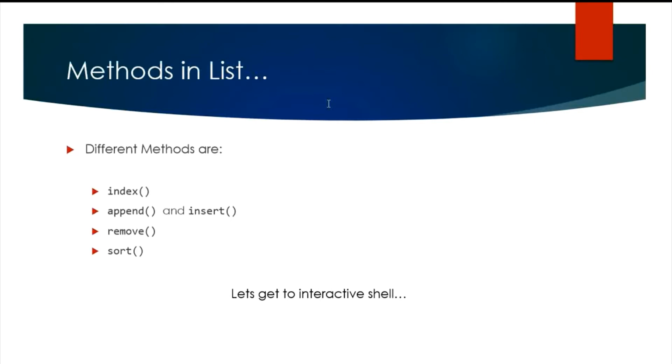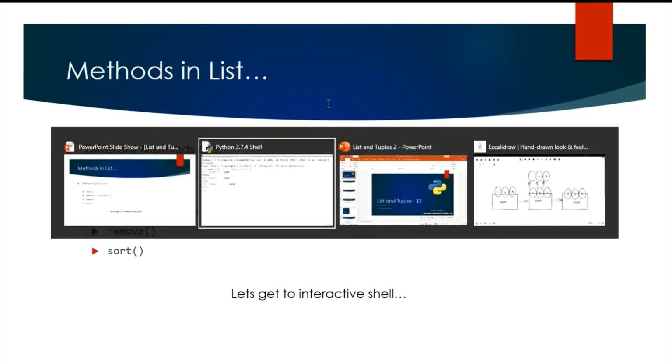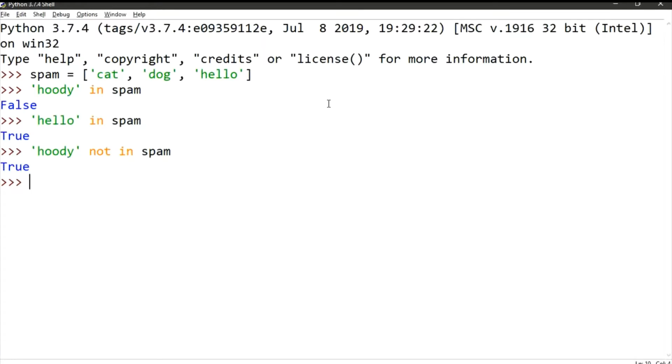Let's get into the interactive shell so that we can understand more about this. Let's discuss index first. So we have the same spam variable. I'm going to copy and paste it and add some elements to it so that we get to know more about it. I add hoodie also, and I add hero. So these are the things which I have added to my spam list.